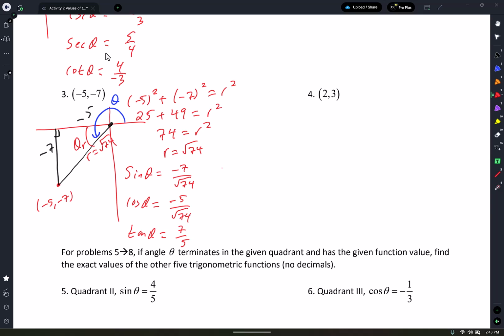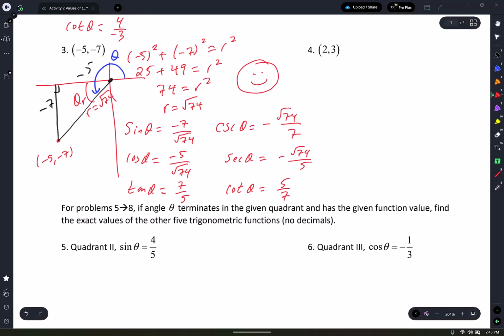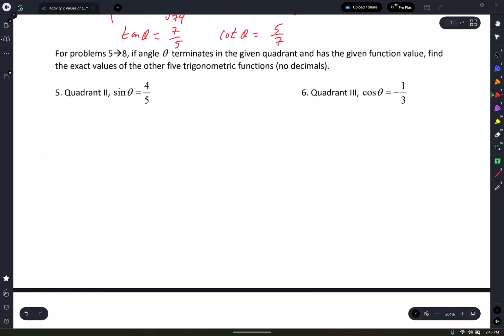Here we go. The reciprocal of sine is cosecant, so cosecant theta, negative square root of 74 over 7. Secant's the reciprocal of cosine, so negative square root of 74 over 5. And cotangent's the reciprocal of tangent, so I'm going to write what? Yeah, 5 over 7. What do you guys think? Not bad, right? I know, it feels like we've been doing this a long time now. So by now we probably got it on lock.